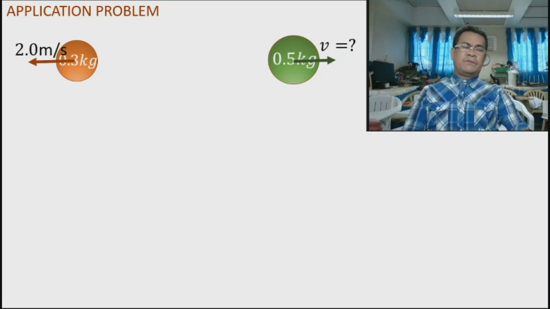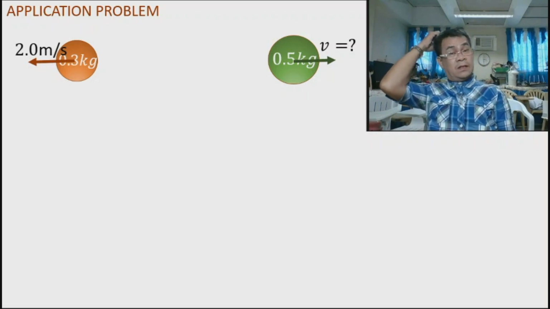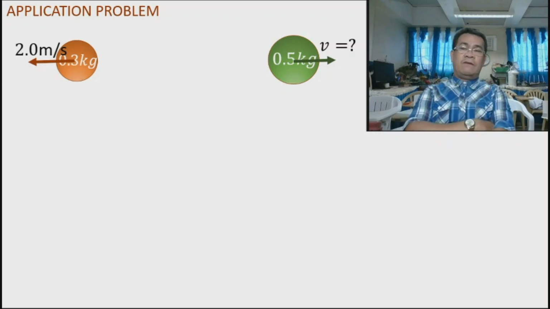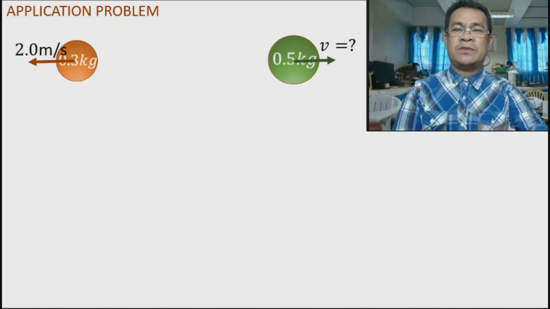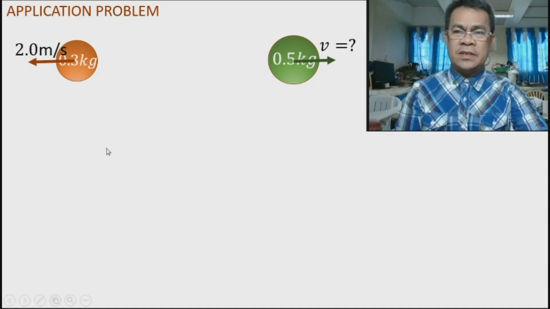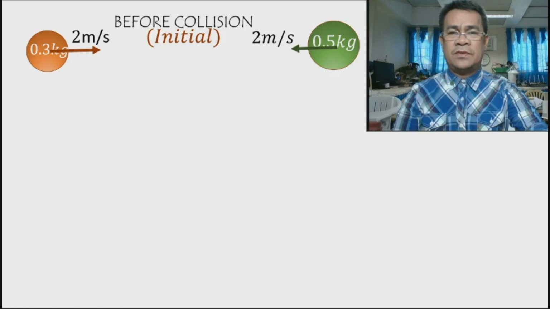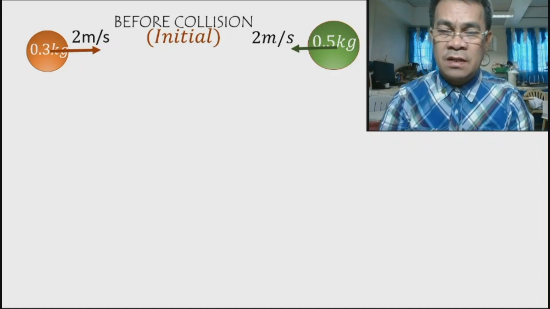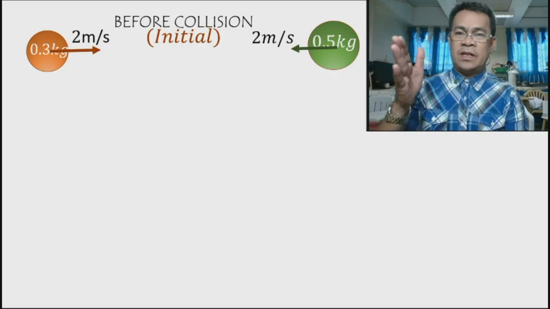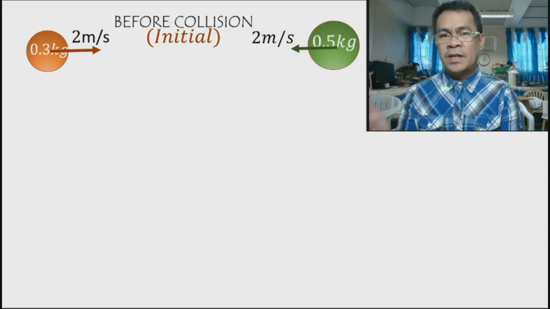This can be experienced in everyday life. Why? Because any objects or particles that collide with each other can be solved using the law of conservation of linear momentum. So, how much is the velocity? That will be the question. To answer this, we have to analyze before and after. There is no need to analyze the during collision, because in our previous law, the law of conservation of linear momentum, it is talking about the initial and the final, or the before collision and after.